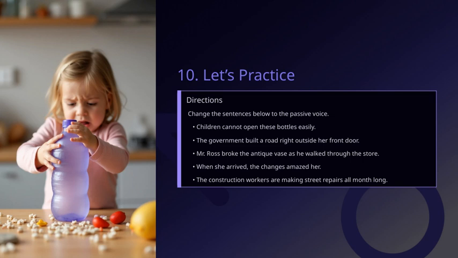Moving on to, when she arrived, the changes amazed her. In passive, this becomes, she was amazed by the changes when she arrived. Here, the focus is on her being amazed. Finally, the construction workers are making street repairs all month long. In passive voice, it's street repairs are being made by the construction workers all month long. Remember, practicing these conversions helps improve your understanding of sentence structure and enhances your ability to communicate in different contexts. Keep practicing, and you'll master the passive voice in no time.